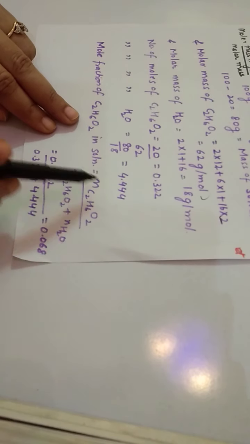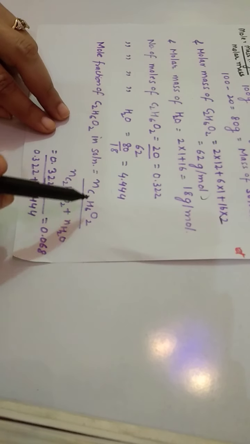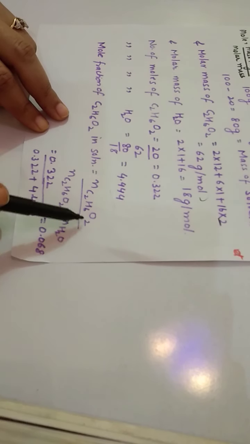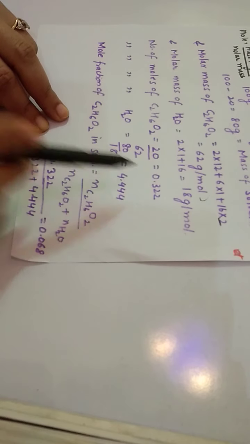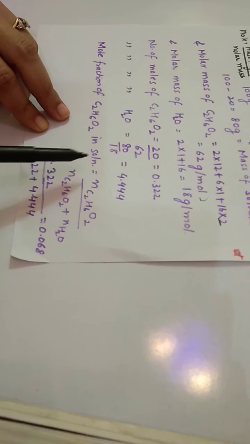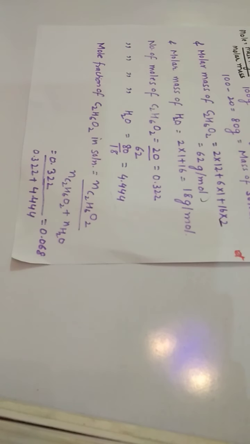Now we'll put the values in this formula. Mole fraction of ethylene glycol is equal to number of moles of ethylene glycol divided by number of moles of ethylene glycol plus number of moles of water. So number of moles of ethylene glycol is 0.322, divided by again 0.322 plus number of moles of water, which is 4.444. So it came out to be 0.068.